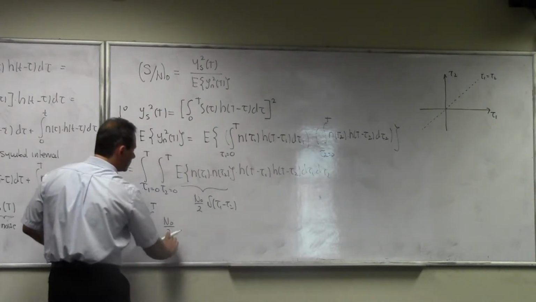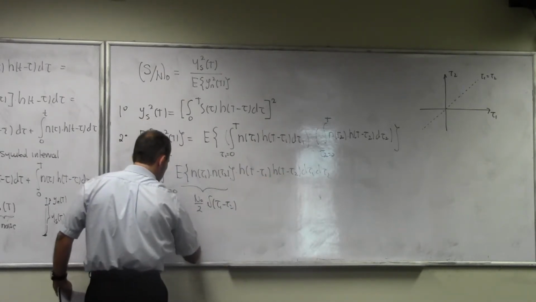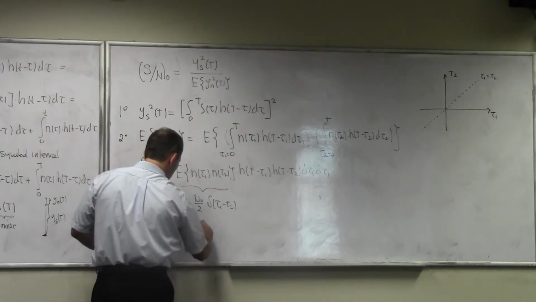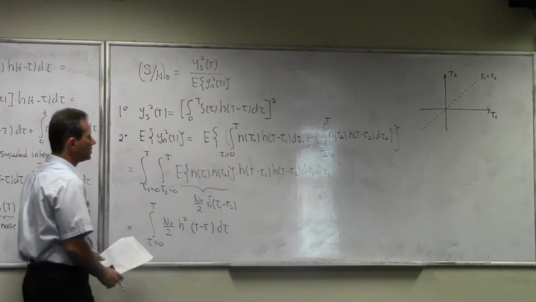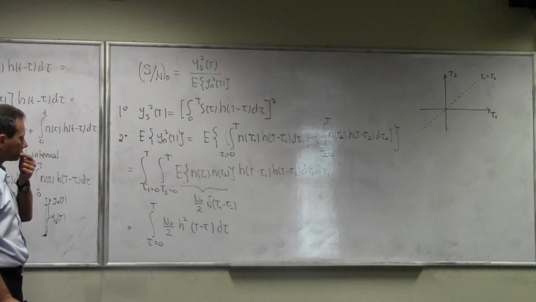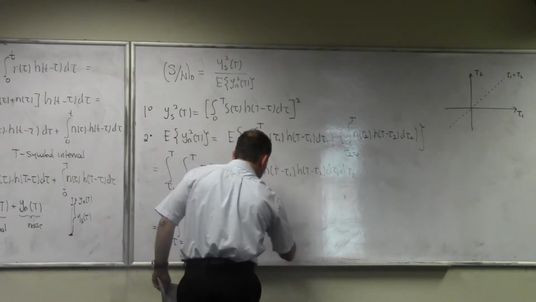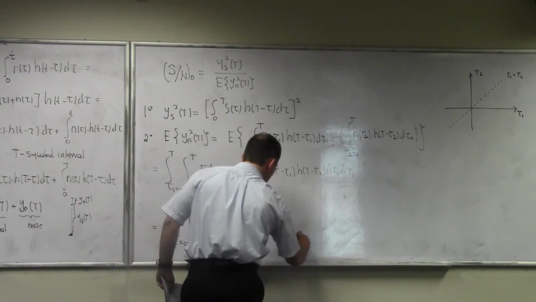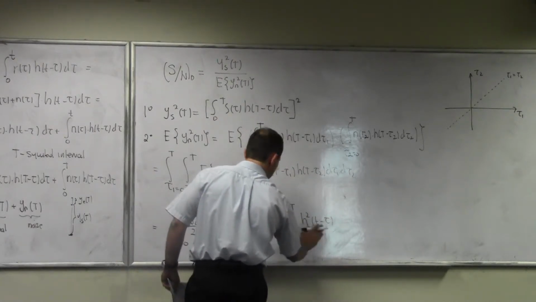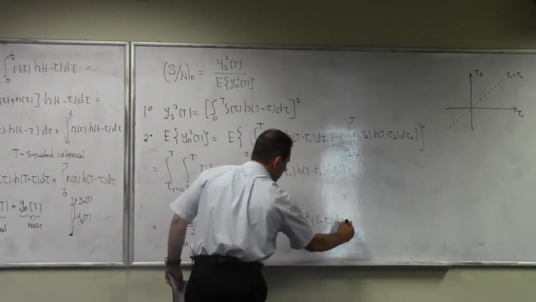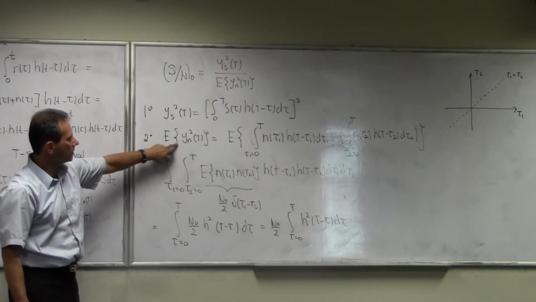I can just say n0 over 2, and then here, when tau 1 is equal to tau 2, this becomes h squared of tau minus tau 1 of tau d tau. So that's what this integral boils down to. Okay, so now n0 over 2 can go outside. Integral tau goes from 0 to capital T of h squared of t minus capital T minus tau d tau. So that's the expected value of yn squared of t.